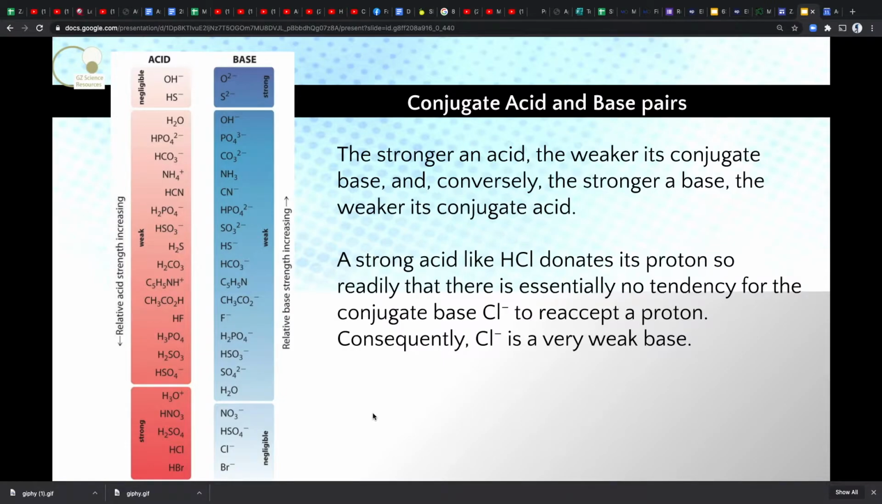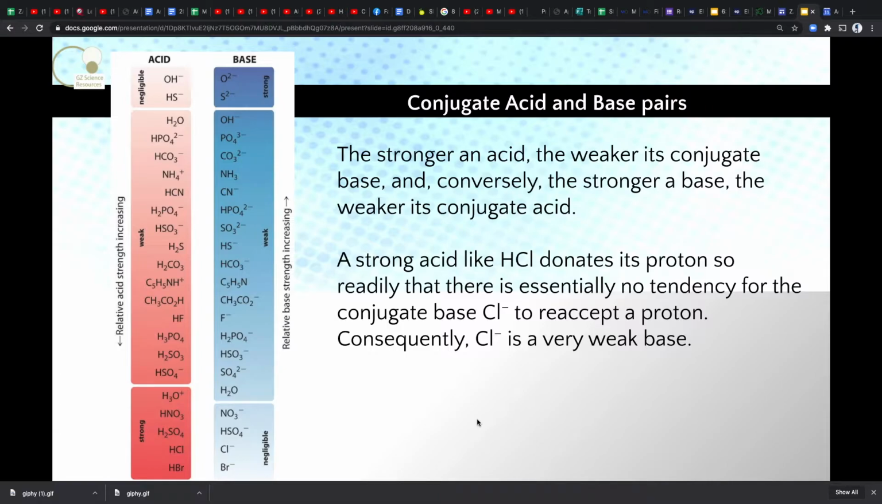Cool. Now this might be new to you, though it kind of makes sense. Let's link what we just learned about weak and strong acids to conjugate acid-base pairs. So the stronger an acid, the weaker its conjugate base is. The strong acids are all near the bottom of this list: HBr, sulfuric acid, hydrochloric acid, in red here. These are strong acids. Their conjugate base is really weak.